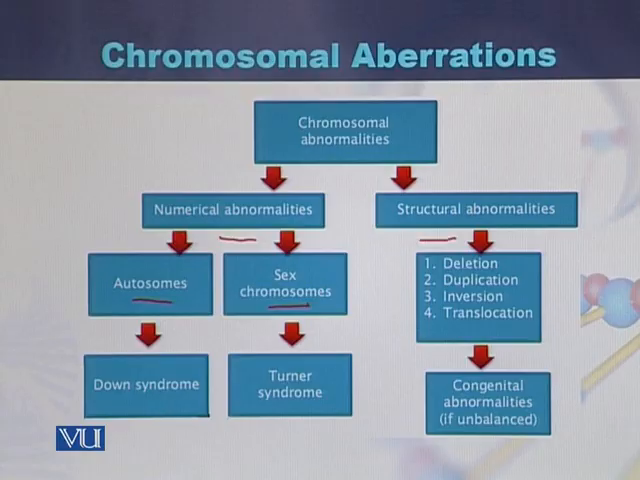If we take an example of a change in the number of autosomes, the example would be Down syndrome, which is due to trisomies of chromosome 13, chromosome 18 and chromosome 21. While in the case of sex chromosomes, the disease is Turner syndrome. On the other hand, if we look at the structural abnormalities, there may be deletions of the chromosome, duplications, inversions and translocations of the chromosome.